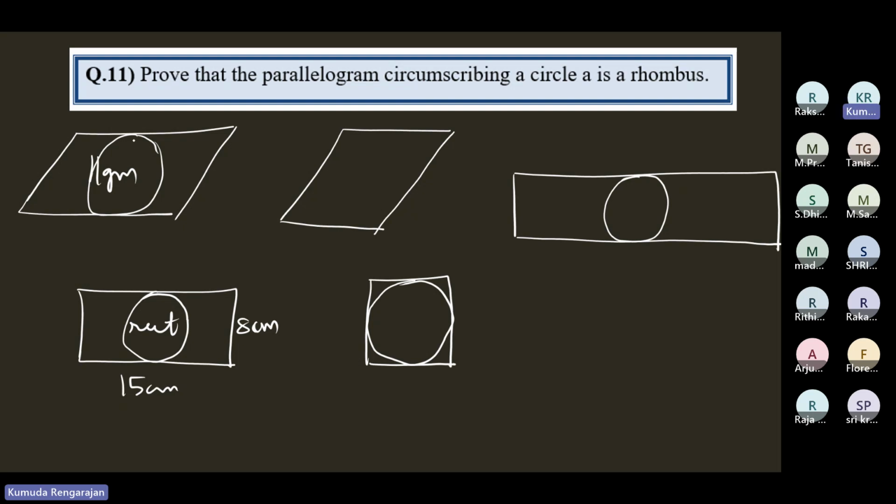Similarly, if it's only a parallelogram, not a rhombus, you cannot draw a circle touching all the four sides. If it's a rhombus, then you can draw a circle touching all the four sides. It's possible. Only a rhombus and a square can circumscribe a circle, or a circle can be inscribed only in a rhombus or a square.